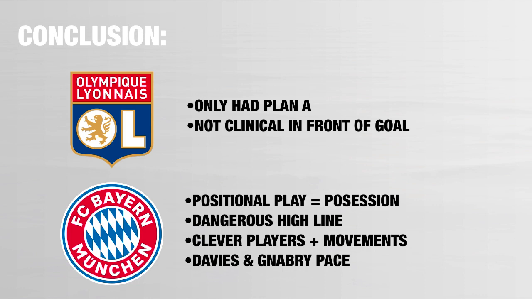Although they did have that high defensive line, which they got caught out numerous times in the first 16 minutes, the fact that they have got clever players and clever movement meant that they were able to get the first goal with world-class actions from Gnabry. Davies and Gnabry have so much pace on those wings, it was really difficult for Lyonnais to be able to contain them. In the end though, Bayern Munich deserved the win, and even if Olympique Lyonnais had scored early, you wouldn't bet against Bayern Munich scoring 2 or 3 goals to go through to the final.